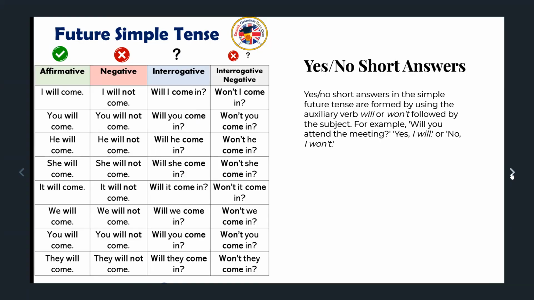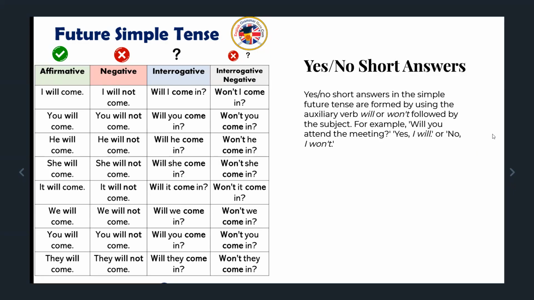This is quite interesting. First of all, yes/no short answers. Yes/no short answers in the simple future tense are formed by using the auxiliary verb will or won't, followed by the subject. For example, will you attend the meeting? Yes, I will, or no, I won't. Okay, let's study a little bit more about this. Here I have some examples for you and for me to understand better what I'm talking about.